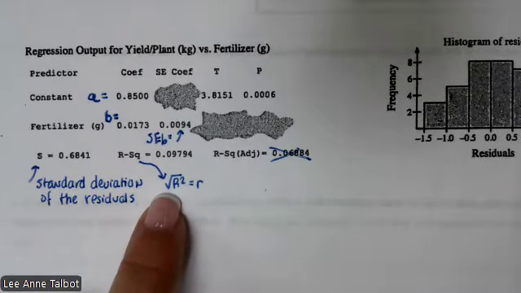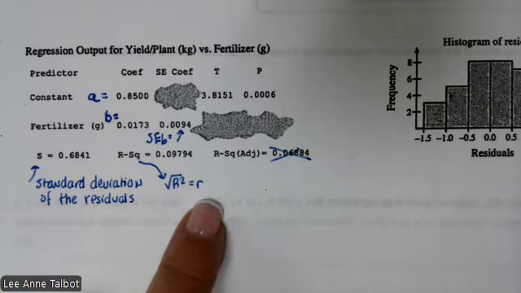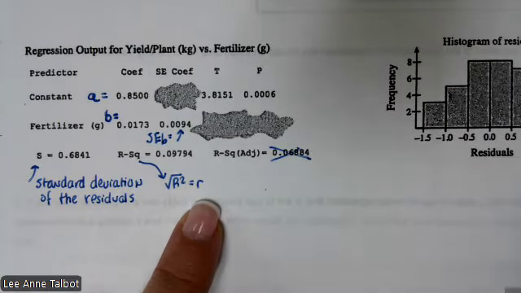Why on earth does it go from capital R squared to lowercase r? I have no idea. I think that would be a great question to ask Chad when I have time.